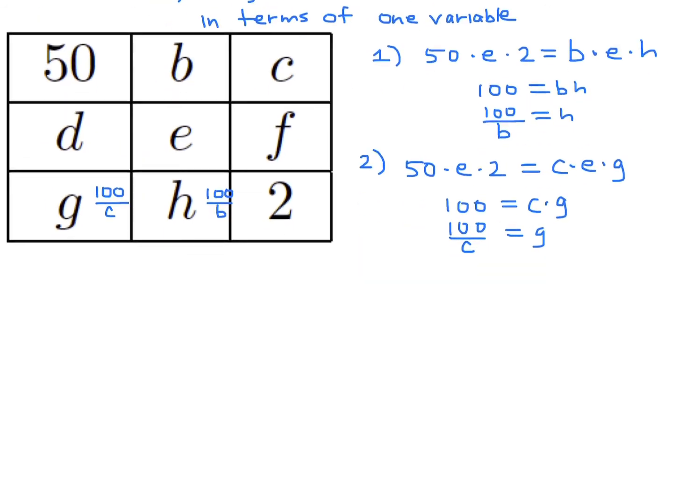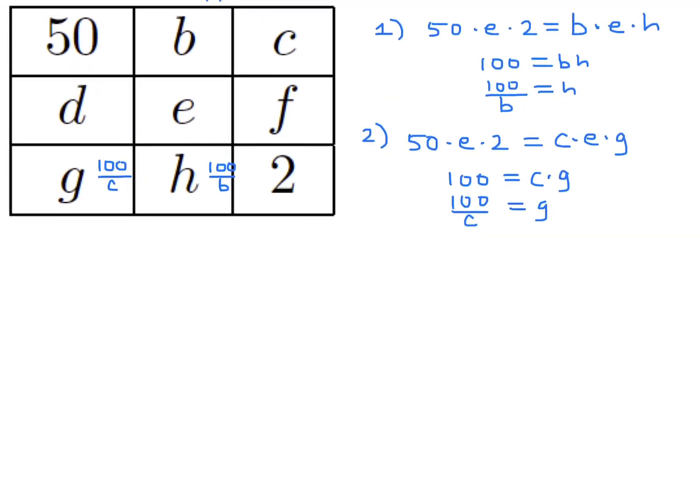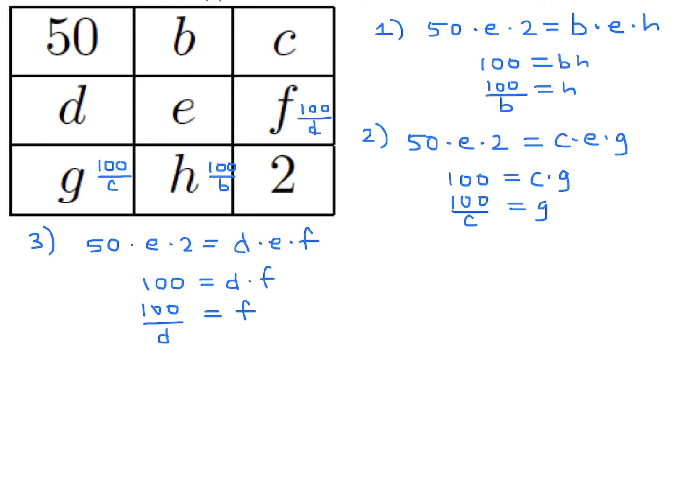Okay, let's keep going here. Where do you want to go next? Number 3. Well, it's like that saying, if it ain't broke, don't fix it. Let's just keep going with that one. 50E times 2. That seems to be helping me. Let's get another one of these that involves E. This means 100 is equal to D times F, and therefore F is equal to 100 over D. I put that over there, 100 over D.